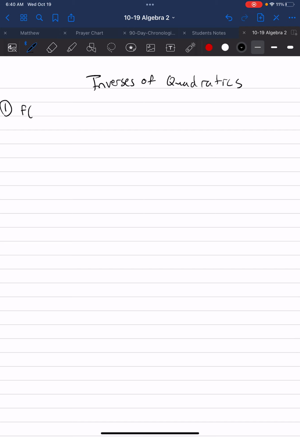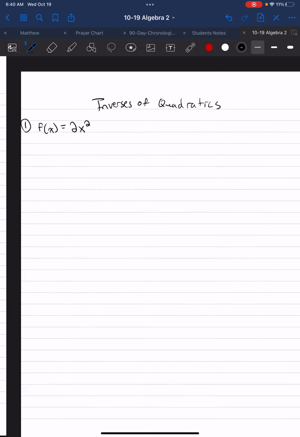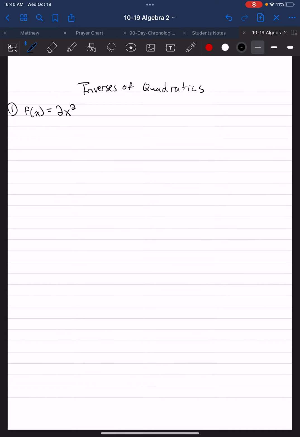Say I have f of x equals, who knows, 2x squared. Actually, yeah, let's just keep it simple at first. So, first step, rewrite as y. You all know these steps by heart now. Flipping the variable. And now, same thing here, I'm trying to get y by itself. Divide by 2.